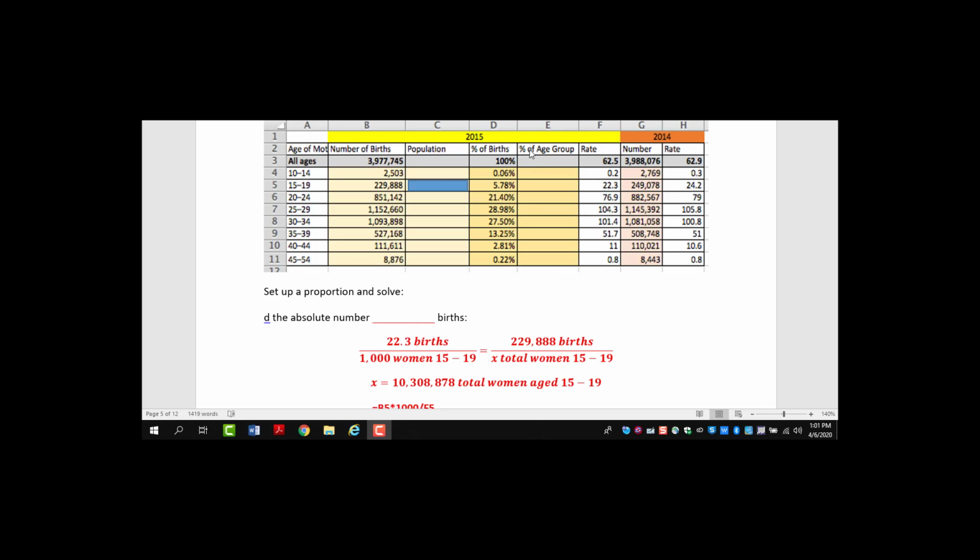You see, there's a difference between this column here and this column here. This column here is the percent of births, total births, from each age category. This is the percentage of the age group. In other words, the percentage of this population that gave birth. So these are going to be completely different. These are part to part, where these are part to whole.